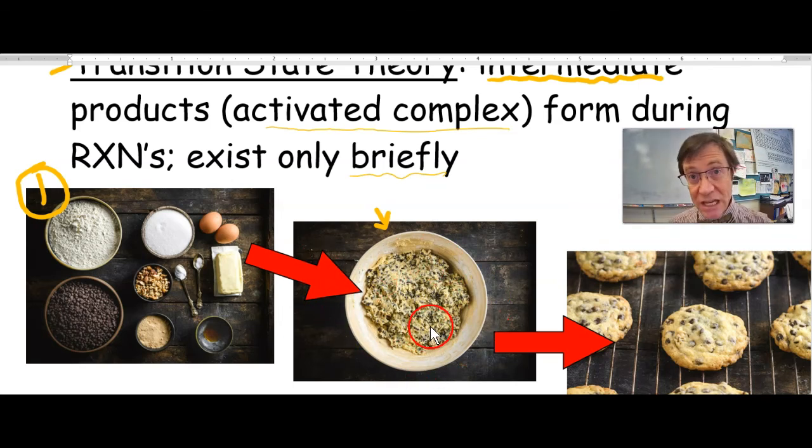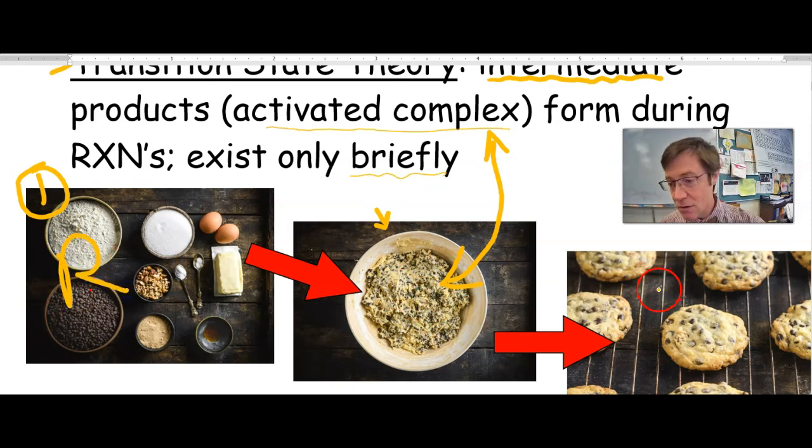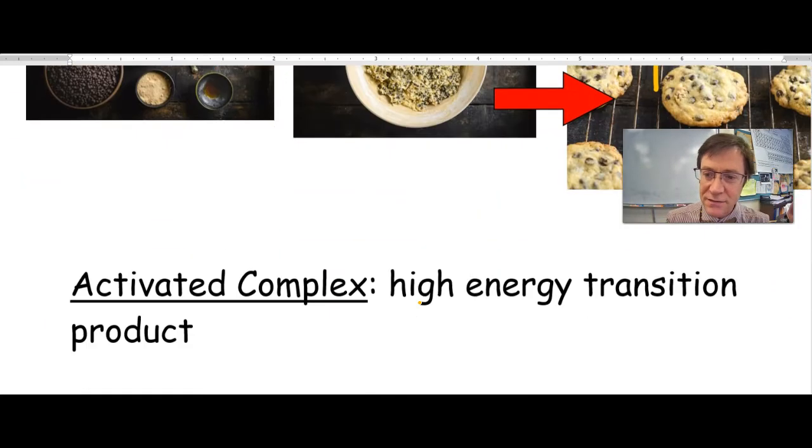And so the cookie dough is kind of like the activated complex for chemical reactions. It's the thing that exists in between. These are the reactants, and here are the products, and this thing right here is like our activated complex. It doesn't just blink. There's something in between, and that is what we call the activated complex. It exists for a billionth of a second.